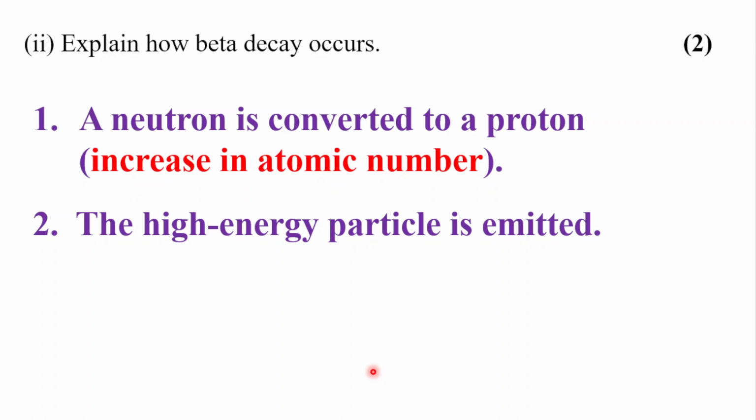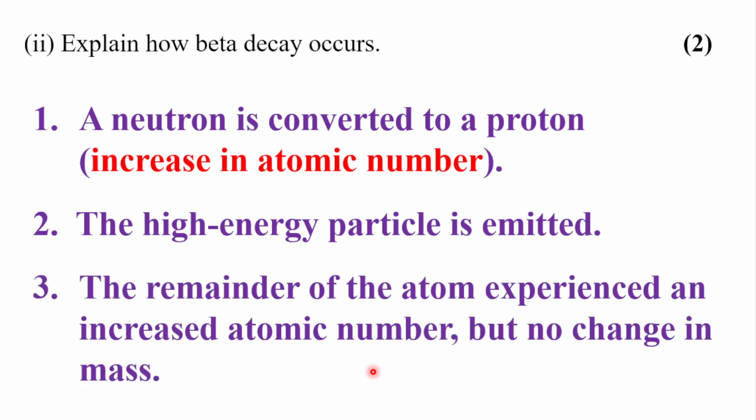The high energy particle, which is the beta particle, will be emitted. So once that is converted, the particle that actually causes it will be emitted, given off. Now the remaining portion of the atom experiences an increased atomic number. The atomic number increases because you have more protons, and proton number is the same as atomic number, but there's no change in mass. Why is there no change in mass?